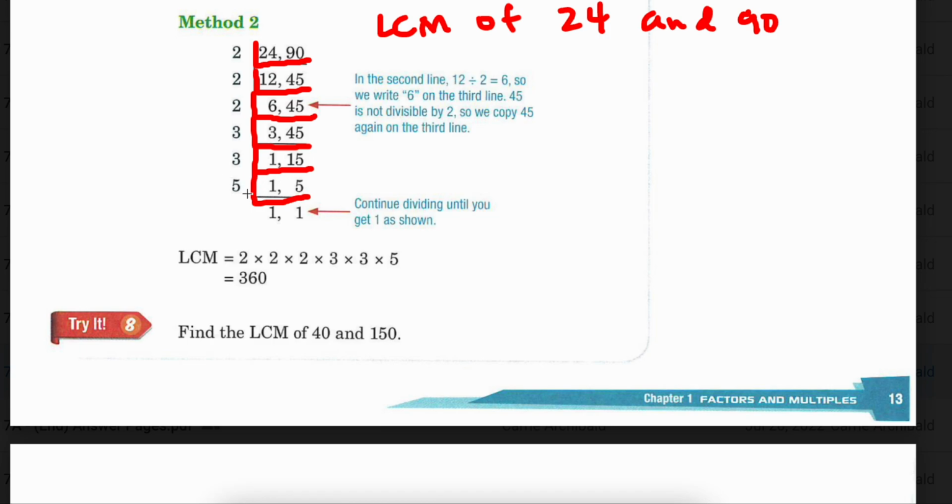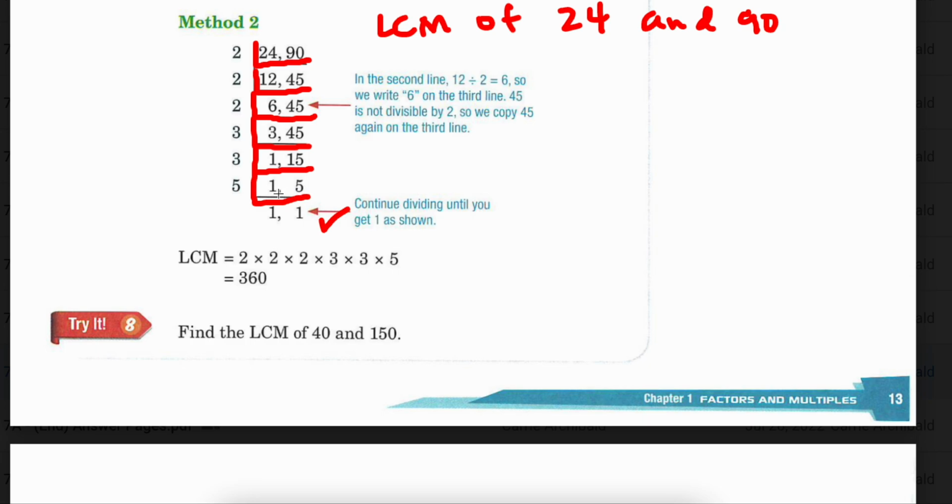And lastly, they took out the prime factor of 5. So at the end, they know they're done when they just have 1s left over. And then the least common multiple is literally all these factors that they took out, and they multiply them together to get 360. So that's the second method of finding the least common multiple. So we're going to actually go over an example next, and you'll be able to see both those methods in action so that you can decide which method you like better.